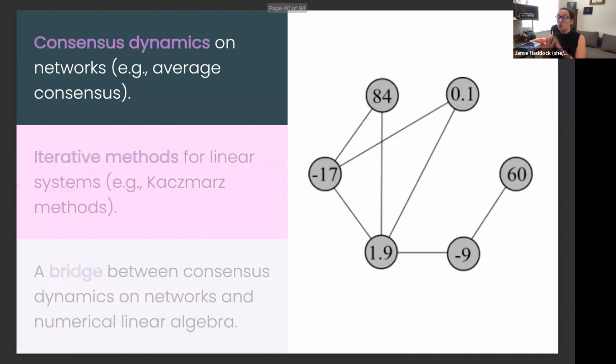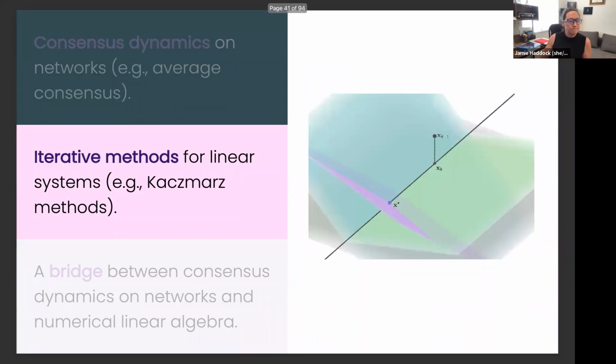Okay, so that's all I'm going to say about consensus dynamics, right? We've got this general idea of what consensus dynamics are. Really, we're going to focus in on the average consensus problem. And now I'm going to introduce some of the iterative methods for linear systems that are relevant to us.